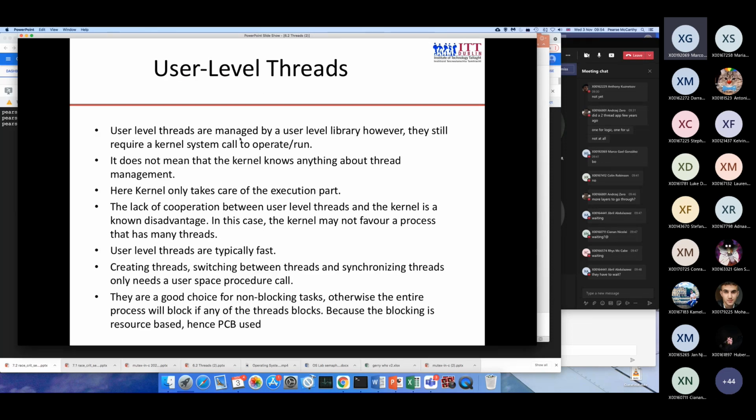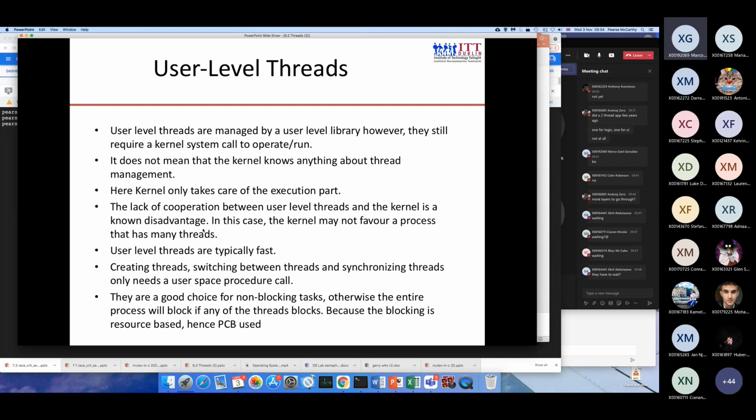Okay, user level threads are sort of the opposite. They're managed by a user level library, so Andre wrote his own. The kernel doesn't know anything about the threads. It knows about the process. So all it handles is the execution. It basically gives you a quantum.